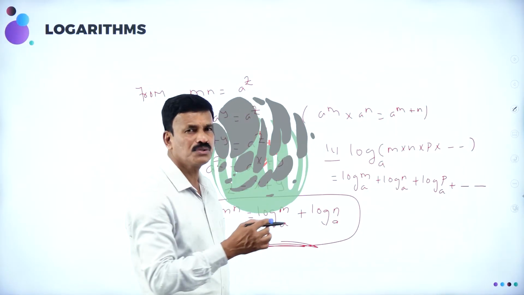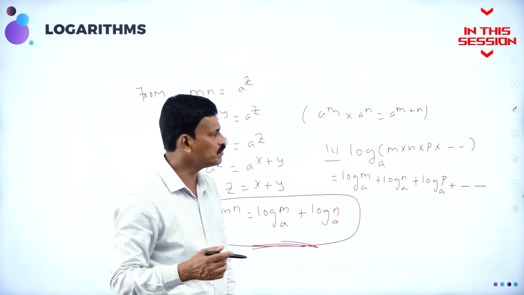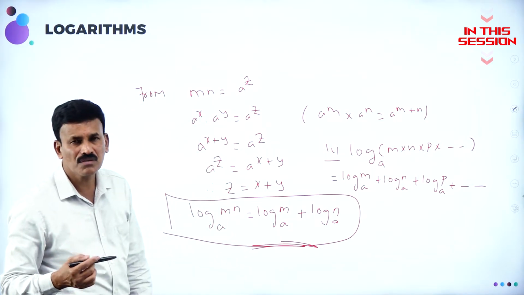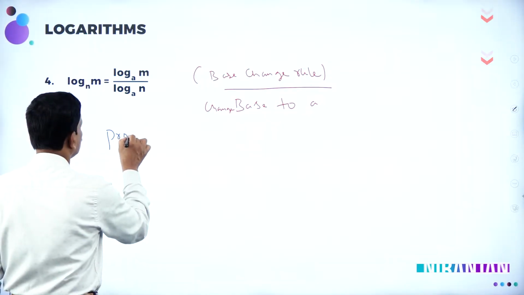Log m into n into p is log m plus log n plus log p, etc. Number of terms we will get. That's it. This is the first law of logarithms. We will do the proof for this.